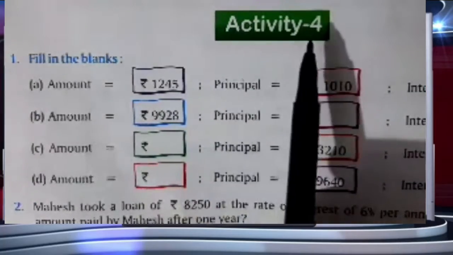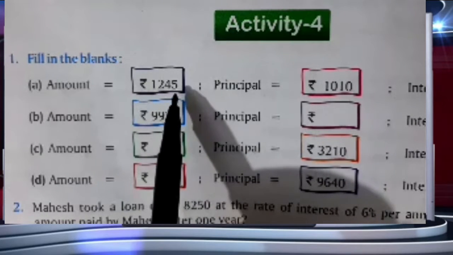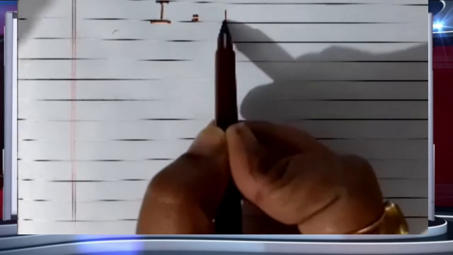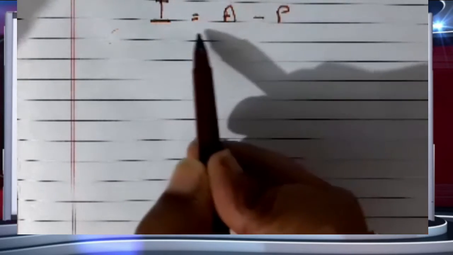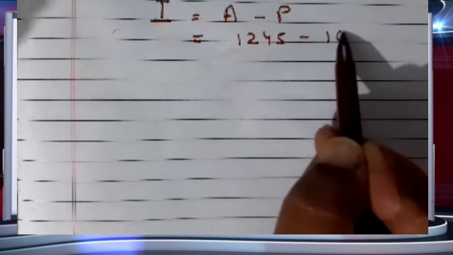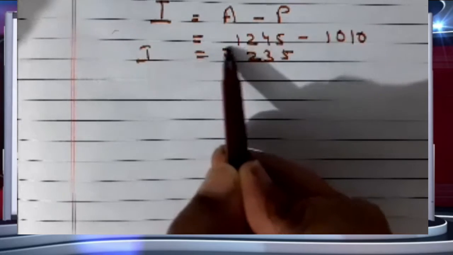Now let us start activity 4. Question number 1. Fill in the blanks. Amount is given as rupees 1245 and principal is rupees 1010. Now you have to find the interest. Students, you know the formula for interest: interest is equal to amount minus principal. So amount is 1245 and principal is 1010. So interest is rupees 235.